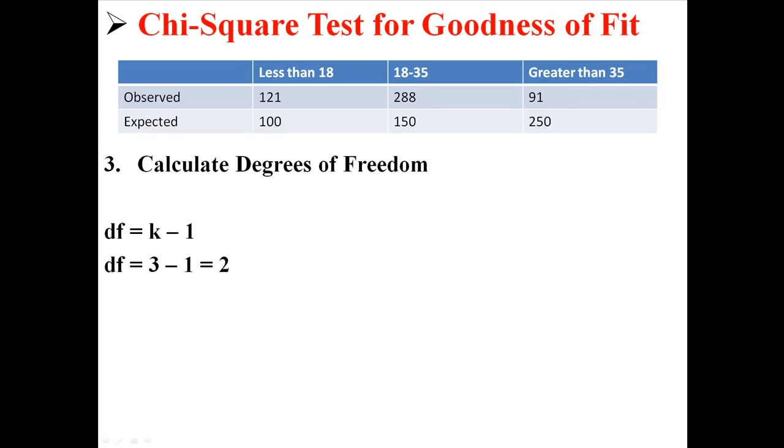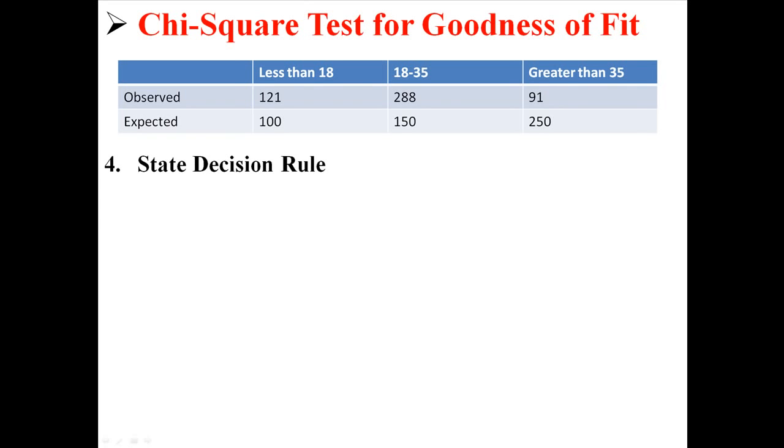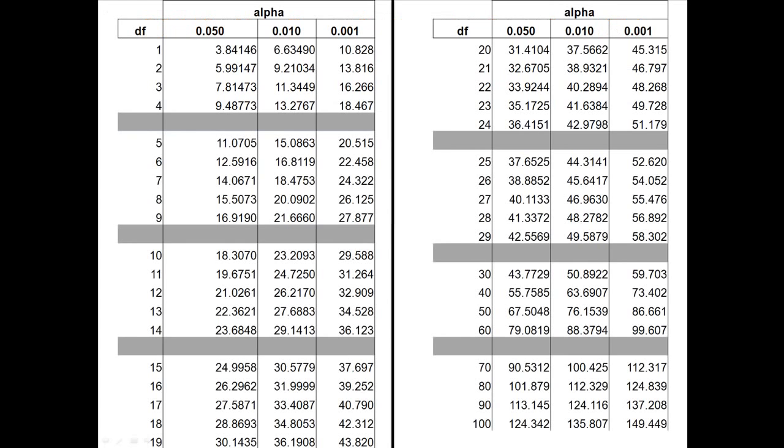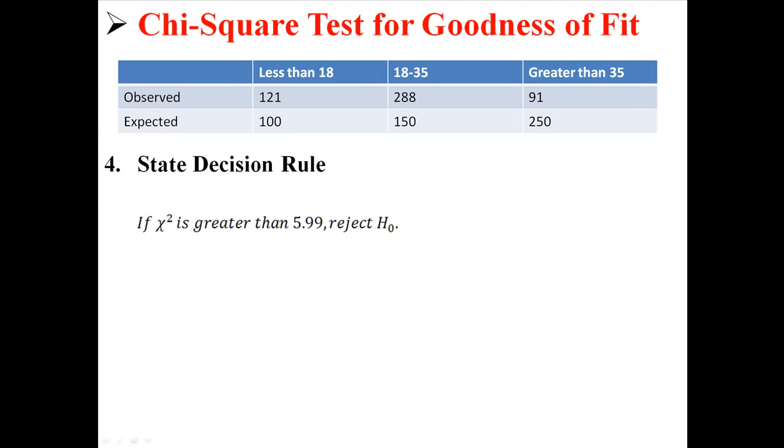Calculating degrees of freedom is done like this. We just take the number of groups we have and subtract 1. Here we have 3 groups: less than 18, 18 to 35, and greater than 35. So we just take 3 minus 1 and get 2 degrees of freedom. We then use that to find our decision rule. We have this chi-square table where we look up alpha 0.05 with 2 degrees of freedom, and we find 5.99147. So we say, if the chi-square we calculate is greater than 5.99, we're going to reject the null hypothesis.